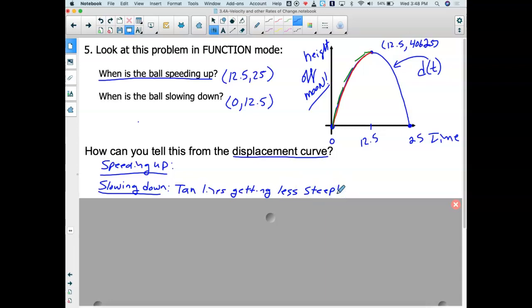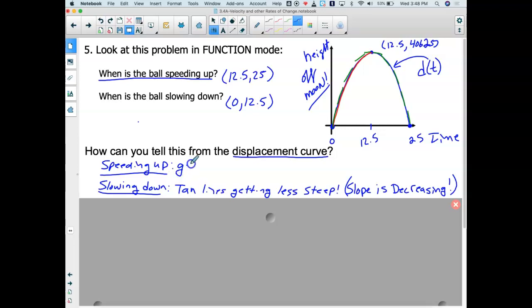Getting less steep, okay? My slope is decreasing. The slope of my position curve is decreasing. When the slope of those green lines are getting less and less steep, meaning the slope is decreasing, therefore I'm slowing down. When I'm speeding up, look on the other side, what's happening to my tangents? My tangents are getting steeper and steeper and steeper. Therefore, I'm speeding up. So it's the steepness of the curve.